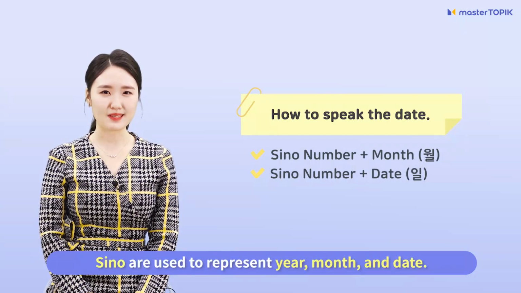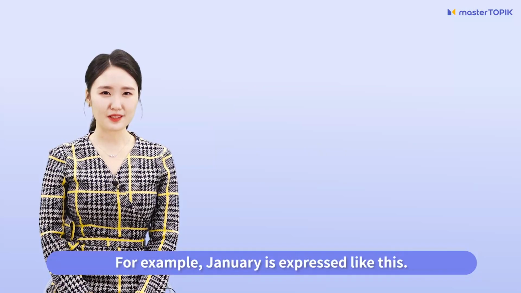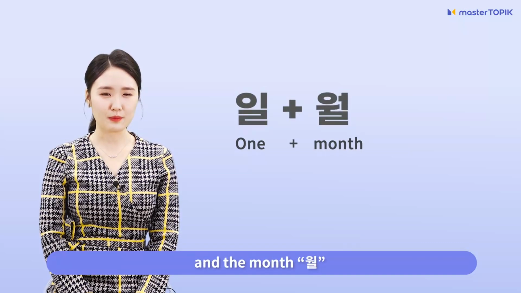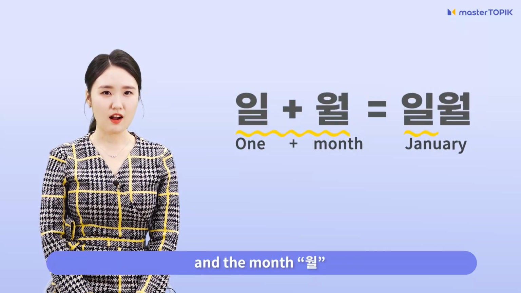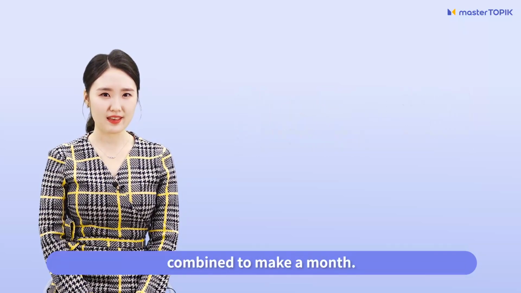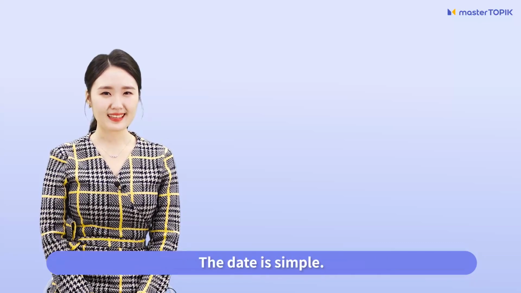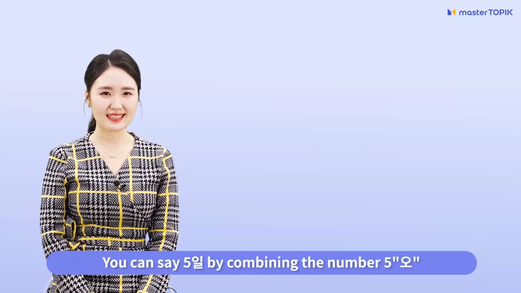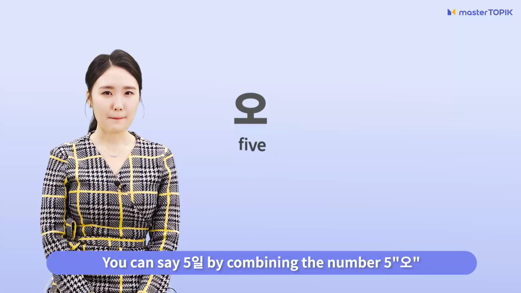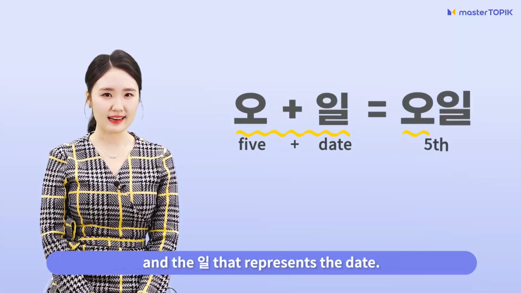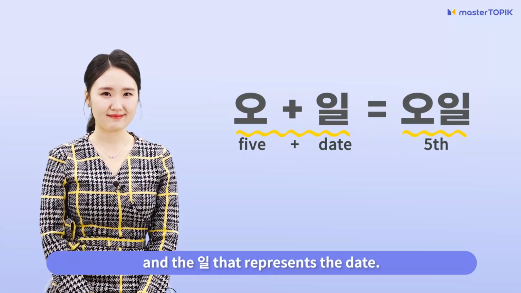Sino numbers are used to represent year, month, and date. For example, January is expressed like this. The number 1 and the month word 월 are combined to make a month. Shall we talk about the date this time? The date is simple. You can say 5일 by combining the number 5 and the 일 that represents date.